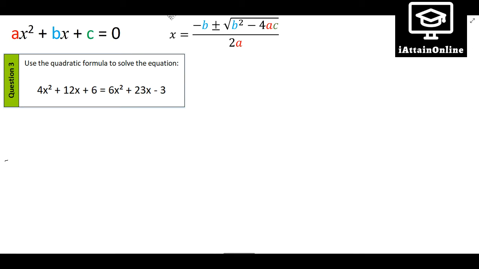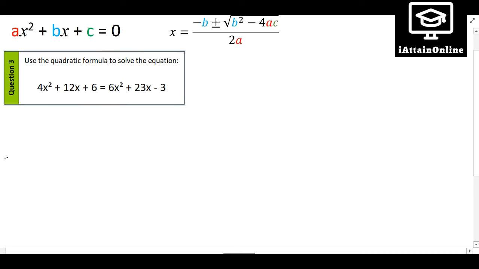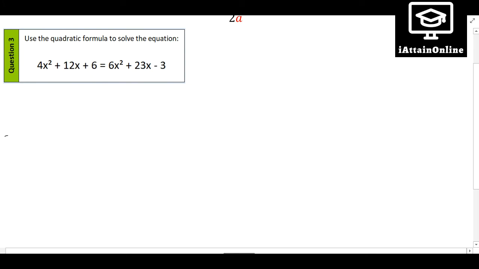Okay, last couple of examples. This one here, remember I said right at the start of the video that to solve a quadratic equation, it must equal 0. If it doesn't equal 0, you can't solve the quadratic equation. So the first thing you're going to do is this is the type of question where you have to rearrange it to make it equal 0 first.